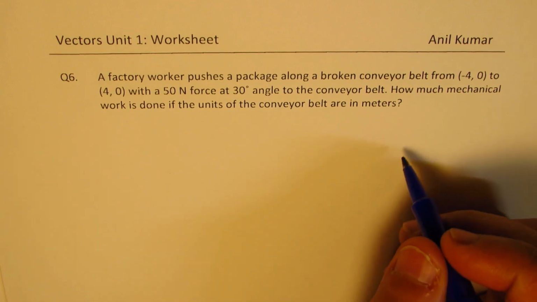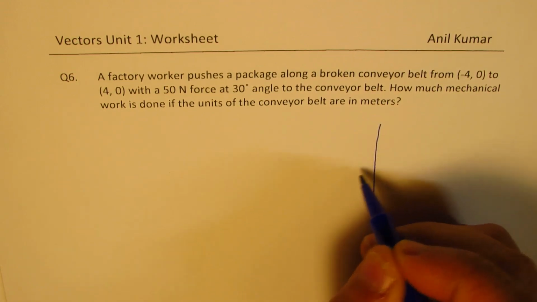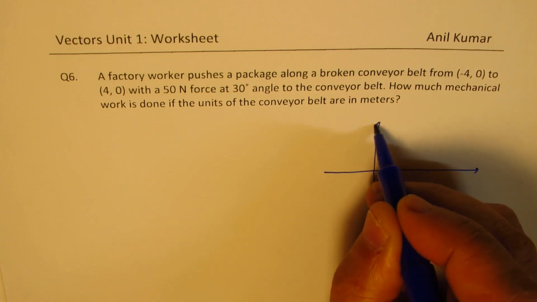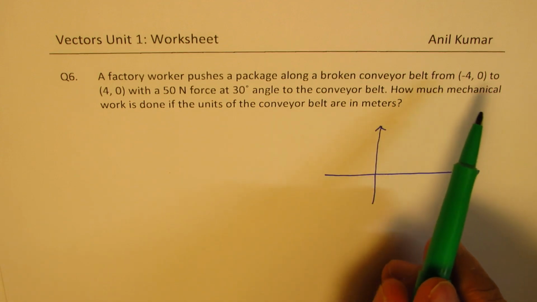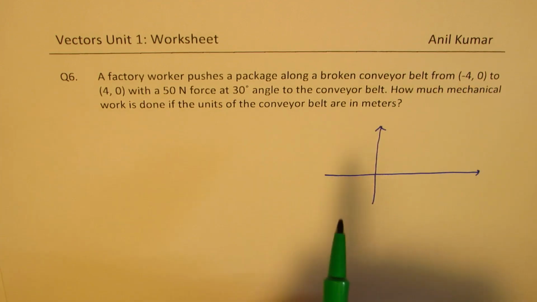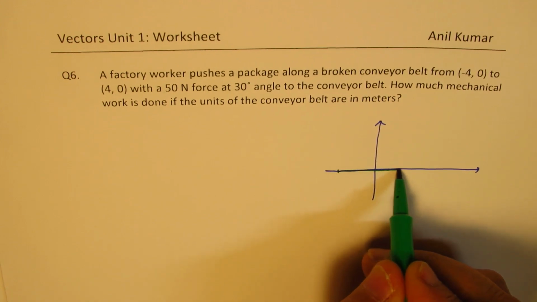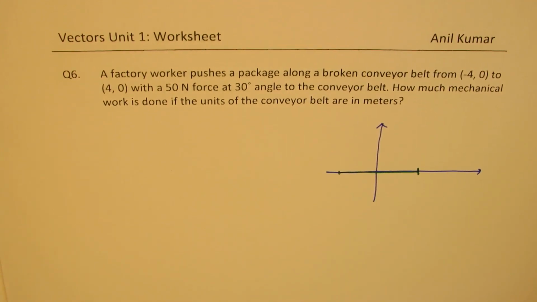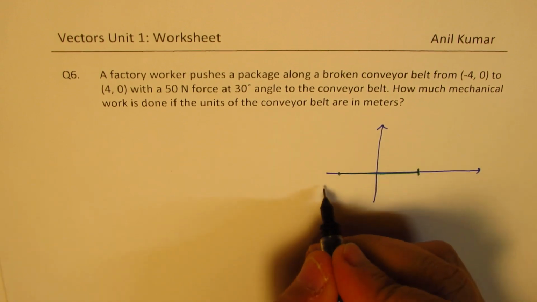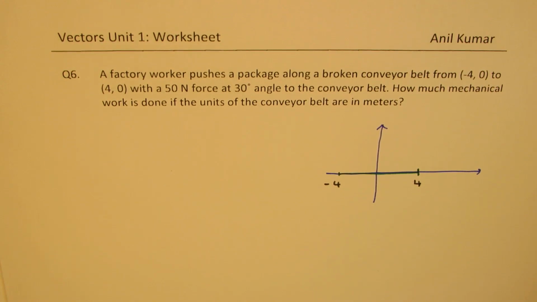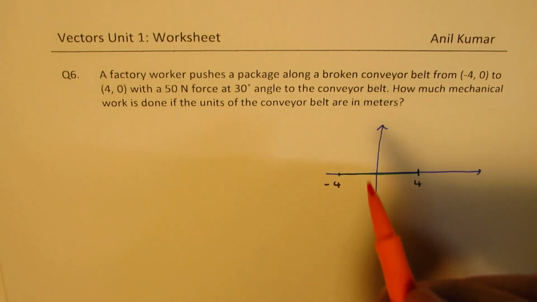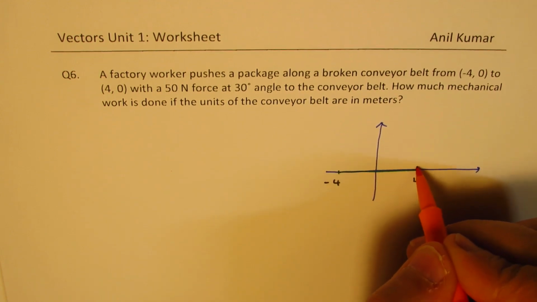So let's make a diagram here. We'll again go back to our coordinate plane. We are saying that the worker pushes from minus 40 to 40, let's say from here to this point. So this is negative 4 and that is positive 4. So distance of 8 meters, right? Units are in meters with a force which is 50 newtons at 30 degrees.